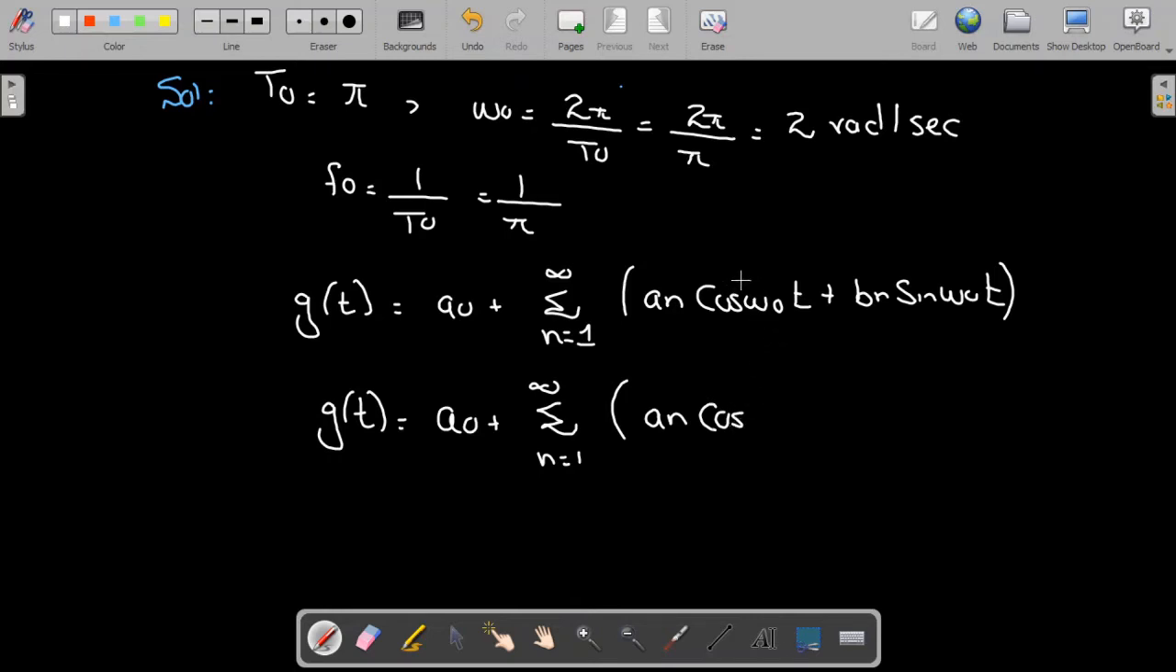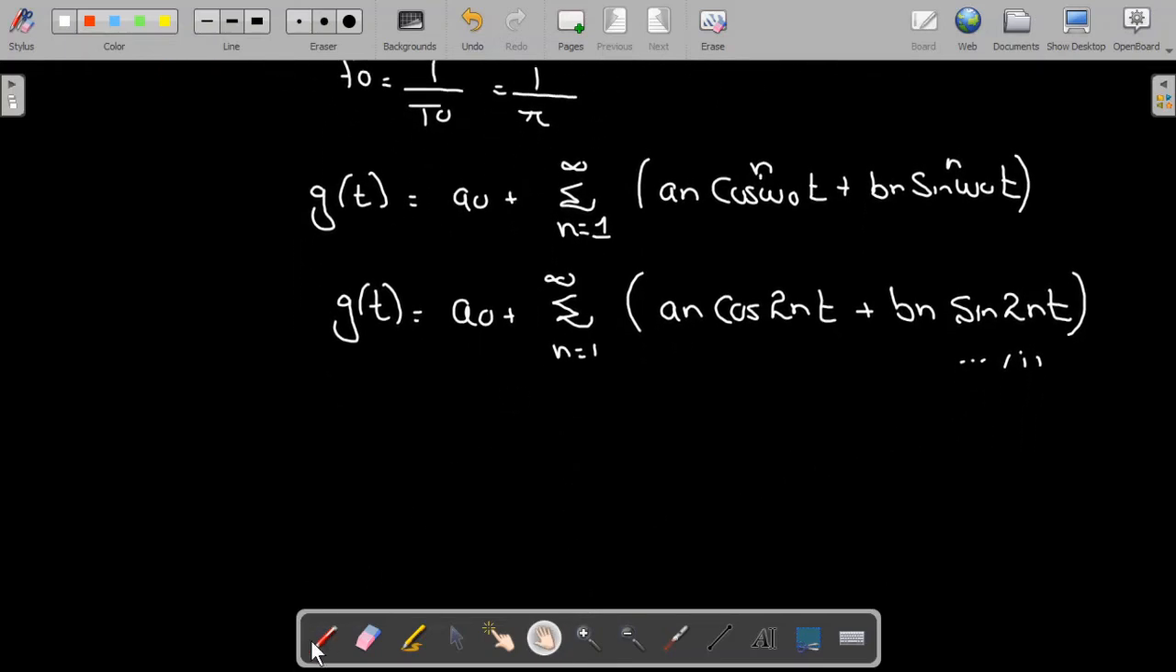we are going to have n omega naught t, and we are also going to have n omega naught t over here. I forgot the n, please replace it over here. Because omega naught is equal to 2, this will be cos 2nt plus bn into sine 2nt. Here bn and an are the coefficients. So this is my general representation. Let me name it as equation 1.